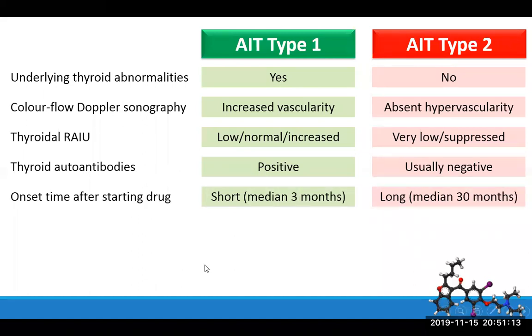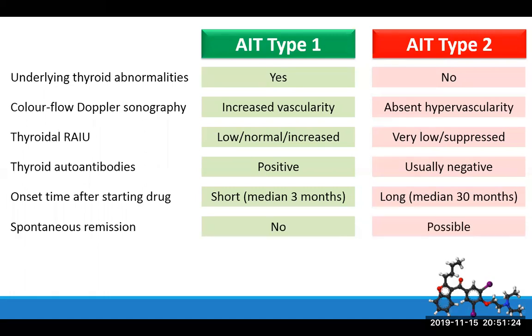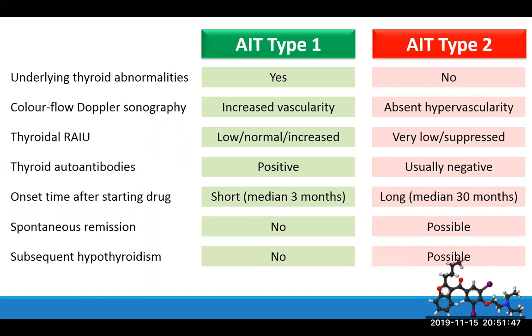The onset time after starting the drug is short for amiodarone-induced type 1, median 3 months, but long in type 2, median 13 months. Regarding spontaneous remission, in type 1 there is no spontaneous remission, so we must treat it by antithyroid drug and definitive therapy by radioactive iodine. But in type 2, spontaneous remission may occur in most cases. Once you treat with corticosteroid for a short period, the patient enters remission and resolves, and you just do follow-up. Subsequent hypothyroidism does not occur in type 1, but in type 2 it is possible.